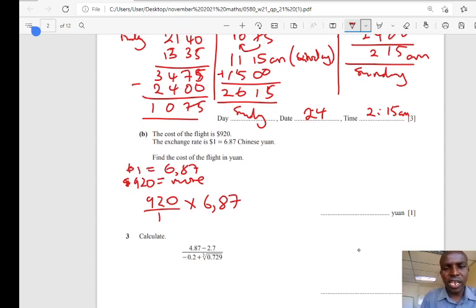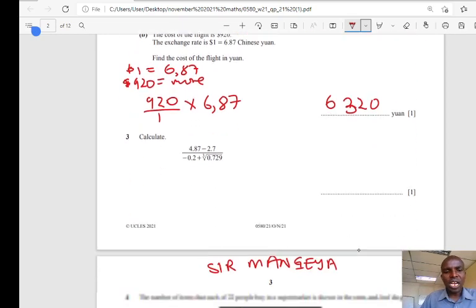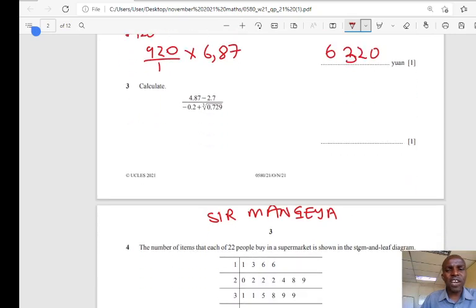You get 606,320, which is 0.40 cents. But to 3 significant figures, it will be like this. Then yuan. To 3 significant figures, please take note.